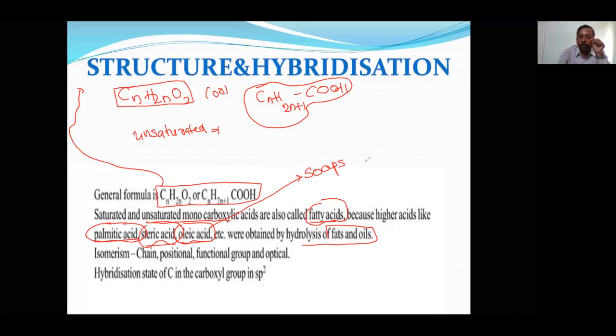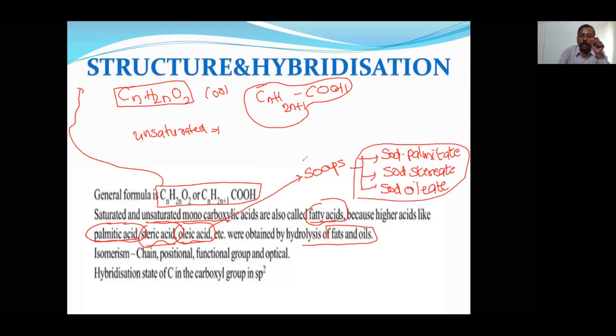In the soaps, what is the name? Sodium palmitate. Whatever fat we find in the soaps, that is because of this one only. Then it will be sodium stearate. And then sodium oleate. So these are some salts which are used in the soap industry.